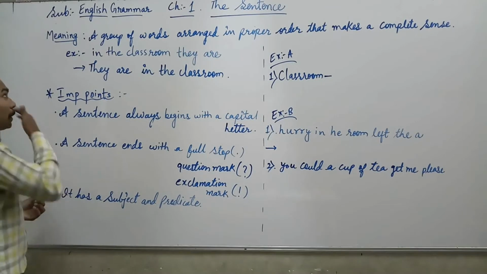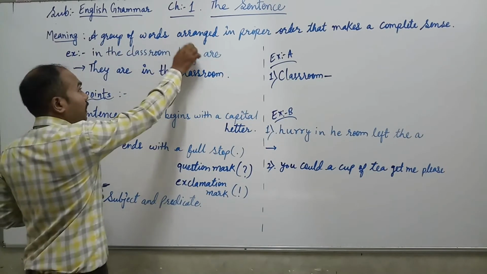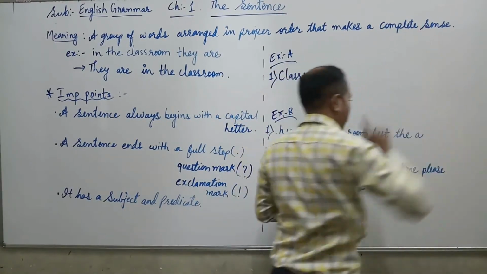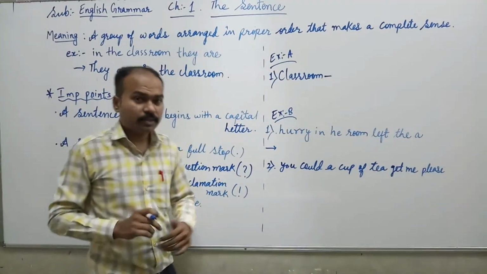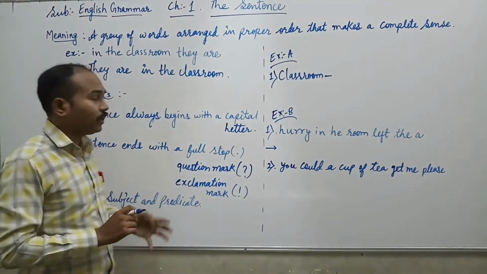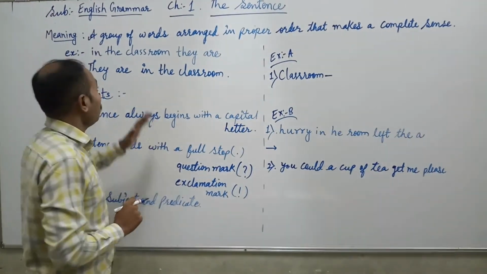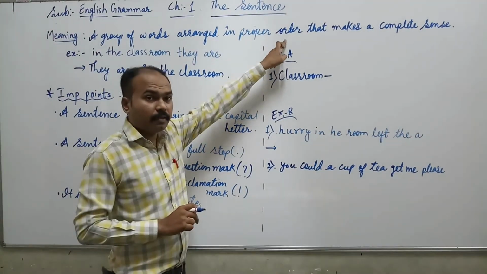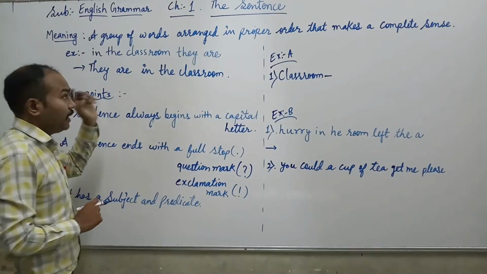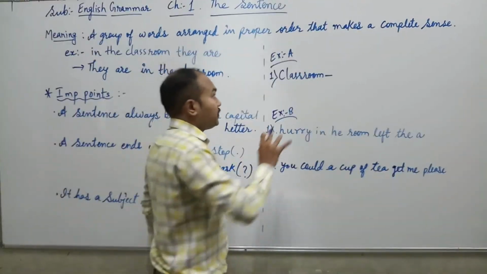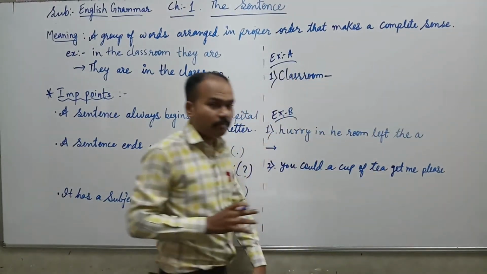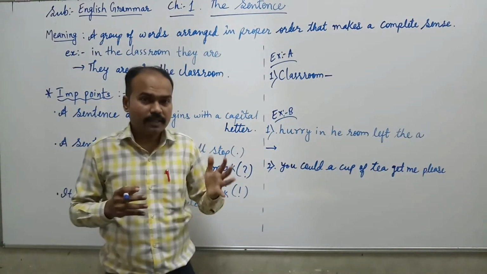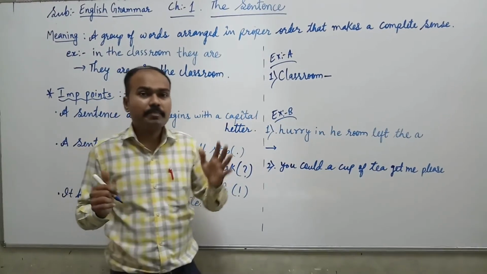The meaning says: a group of words arranged in proper order that makes a complete sense is called a sentence. To make a sentence, what are the necessary things? The group of words should be arranged in proper order, as well as make complete sense. It should make a clear meaning for the reader to understand. Then only it is called a sentence.